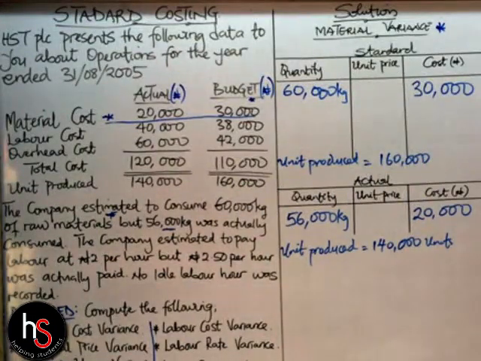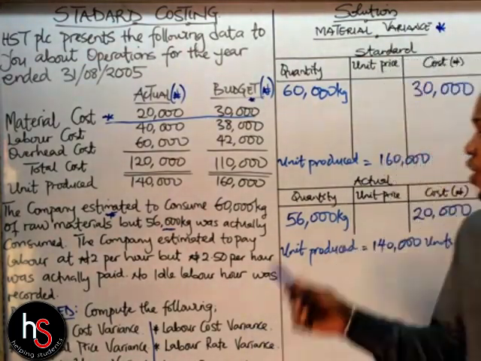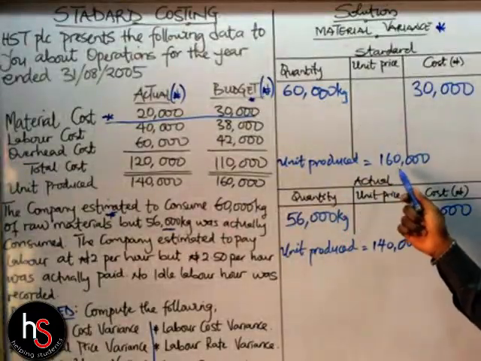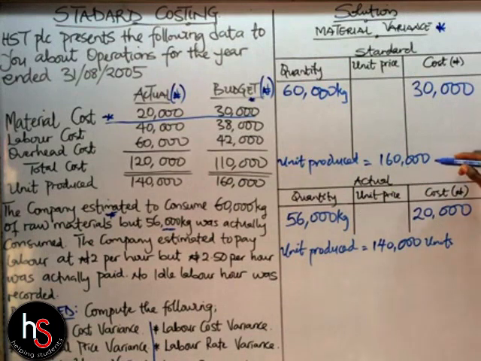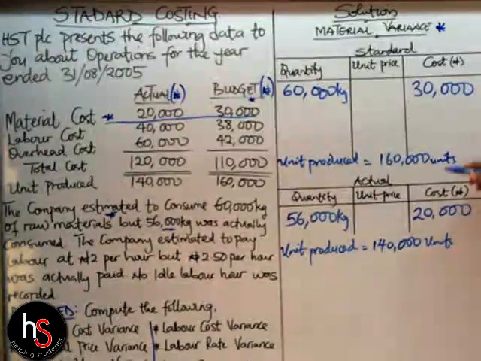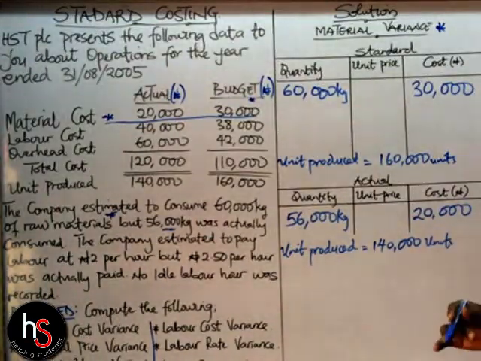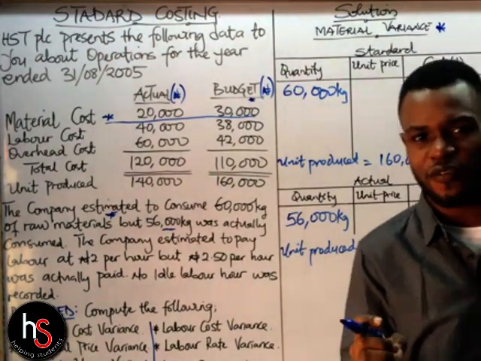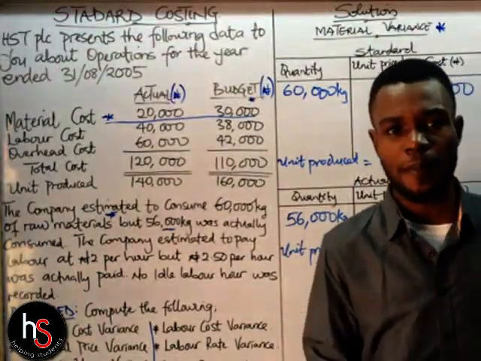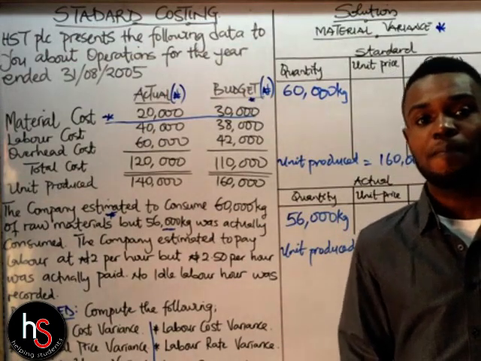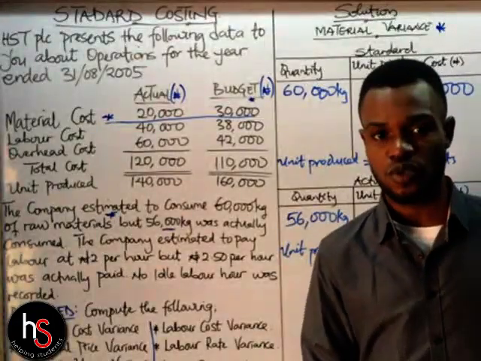Now we can see that the units produced are of different values. Units produced under the standard cost is 160,000 units, and the units produced under the actual cost is 140,000. Because these two units are different, there is a formula we are going to apply here, which is known as based on actual outputs.